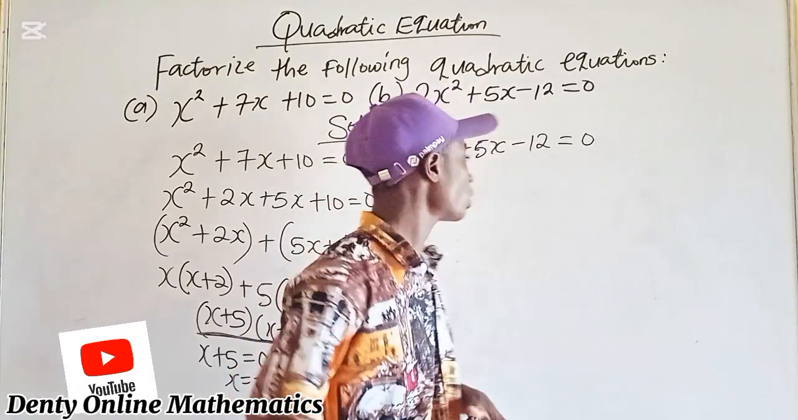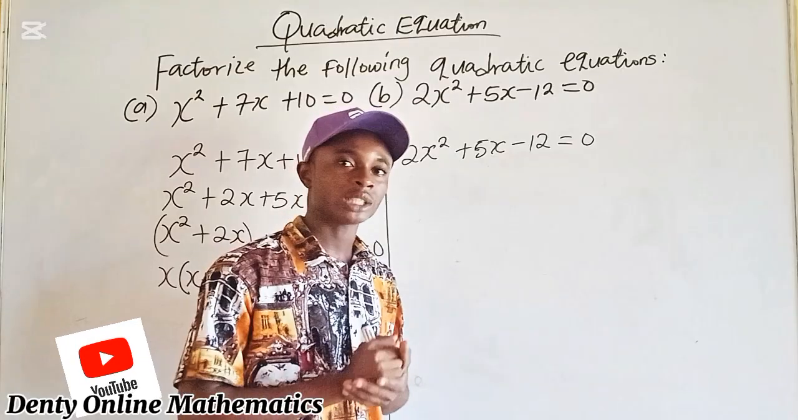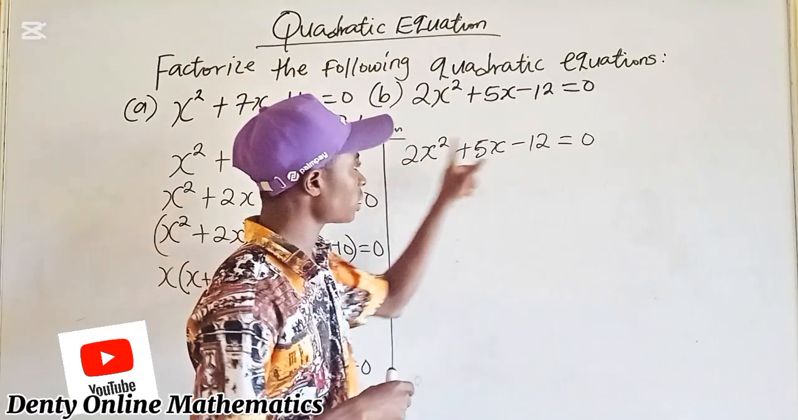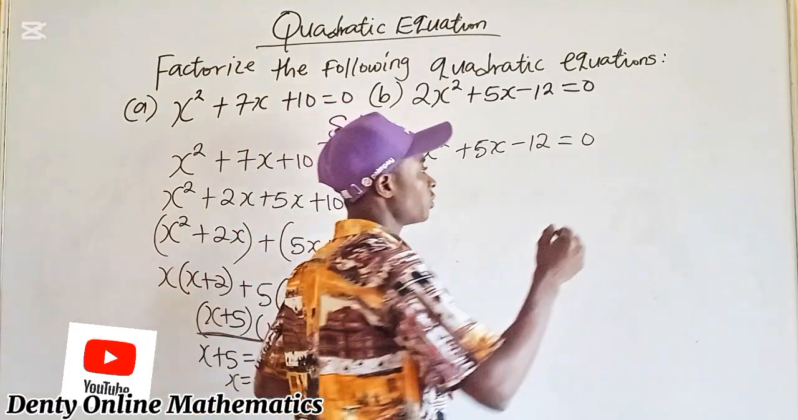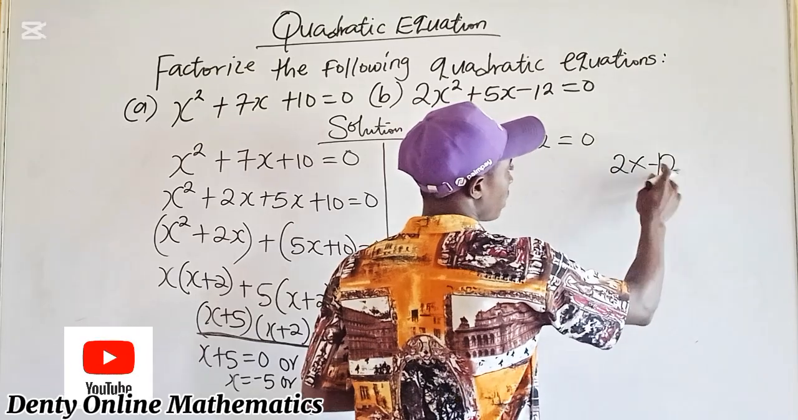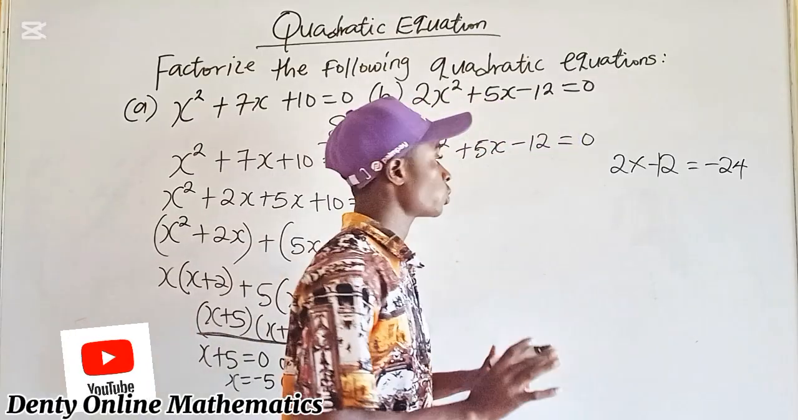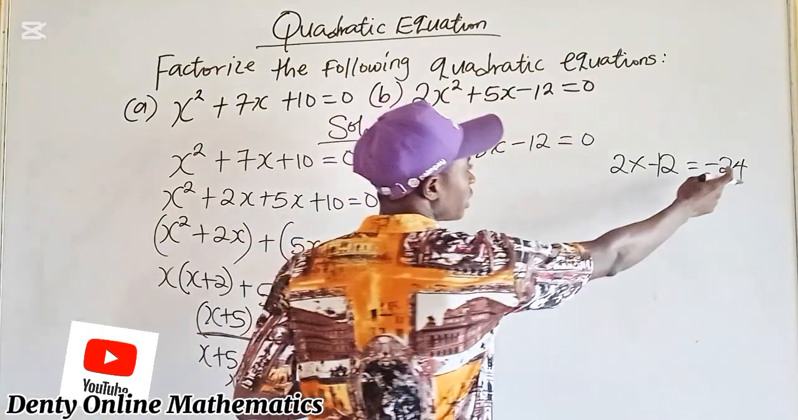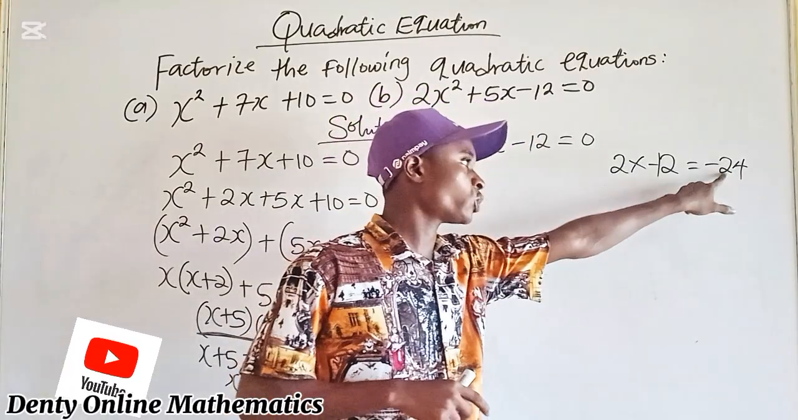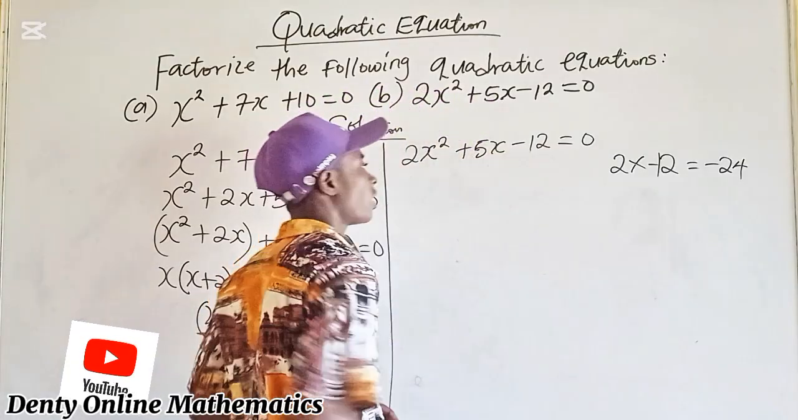Now what you are going to do is use the coefficient of x squared. A coefficient is the number that is attached to the unknown, or the number behind the unknown. So these two will multiply minus 12. 2 multiplied by minus 12 will give us negative 24. So we are going to look for the factors of minus 24: numbers that if I multiply them, I'll have minus 24, and if I add or subtract, I'll have plus 5.